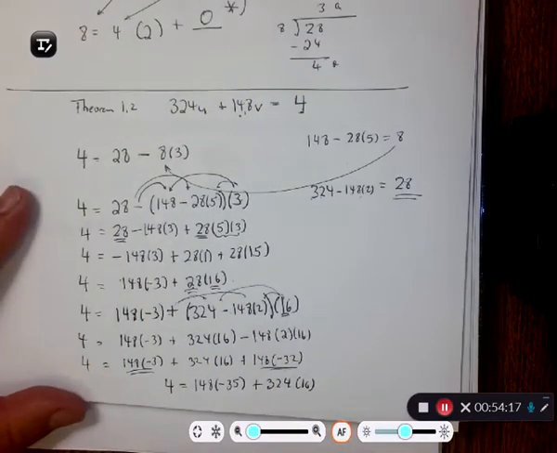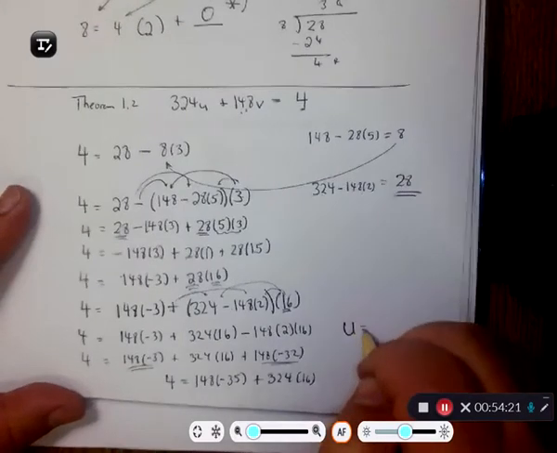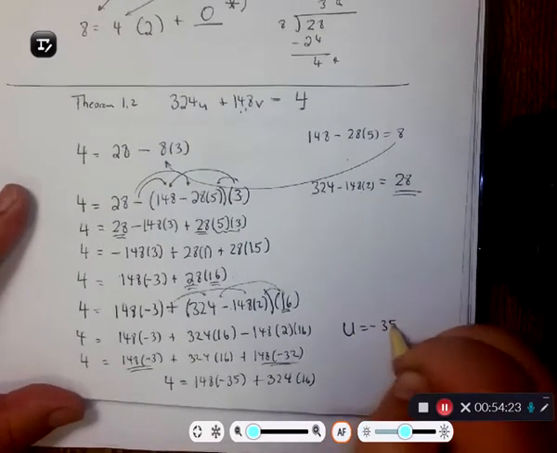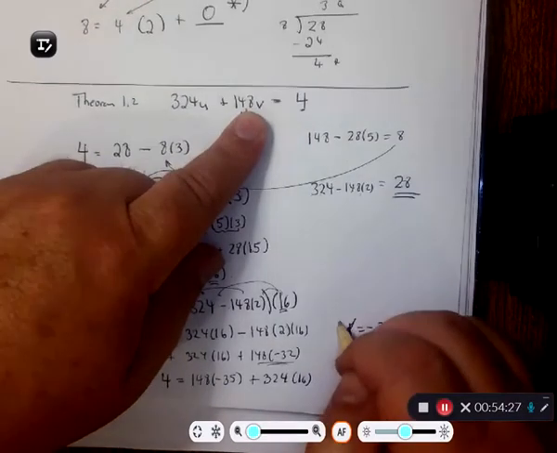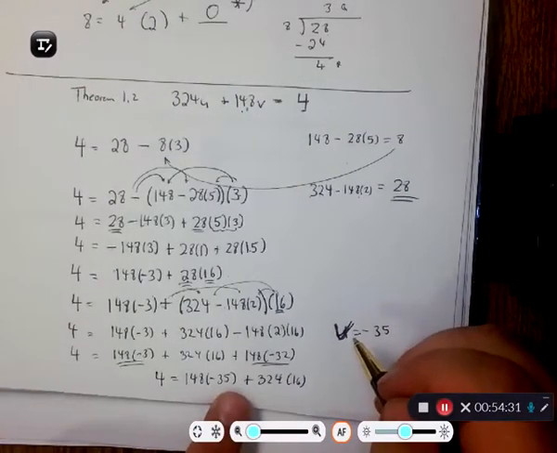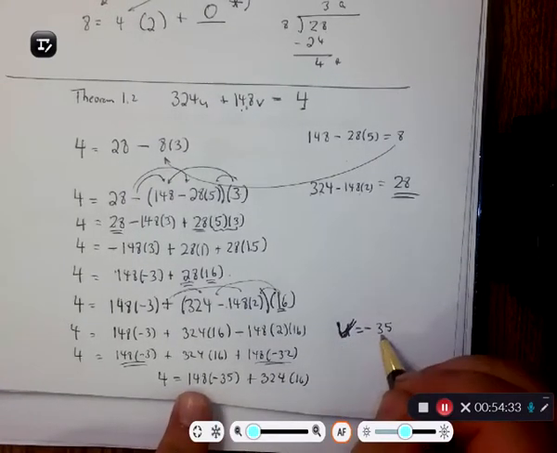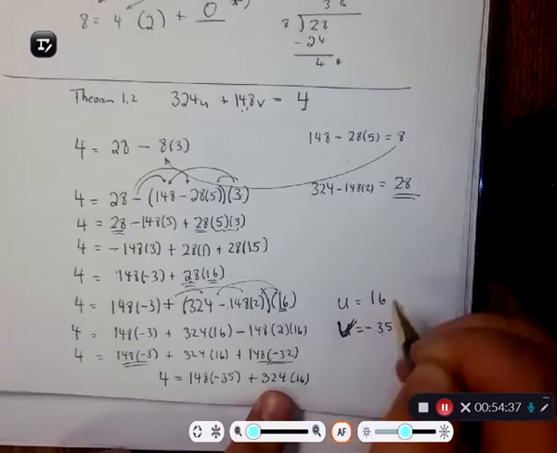So in terms of that, quote, U and V, U would be negative 35. Oh, wait a minute, that would actually be the V. Excuse me, put it in the right way. In terms of the way I wrote the equation, V is the number being multiplied by the 148, so V is negative 35, and the U would be equal to 16.